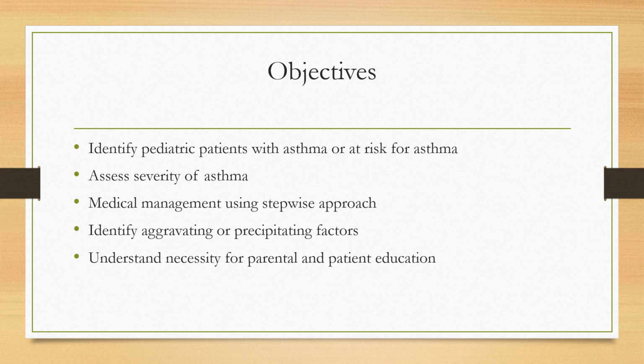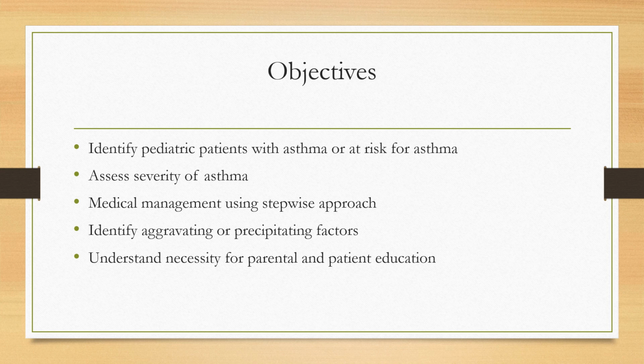You have to be able to identify aggravating and precipitating factors. For example, many patients have triggers to dust mites. Some people have it to cold weather. Some people have it to cold exercise. Some people even have it to foods. So you really need to understand what aggravates your asthma, what you can do about it, and especially what you can do to prevent it.